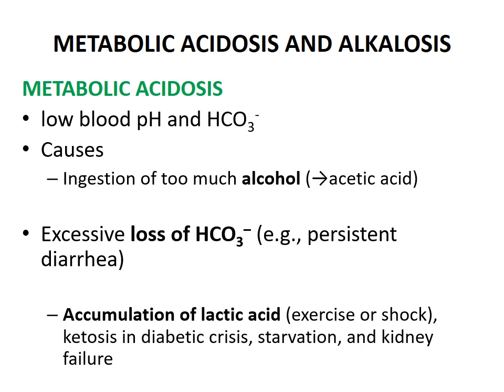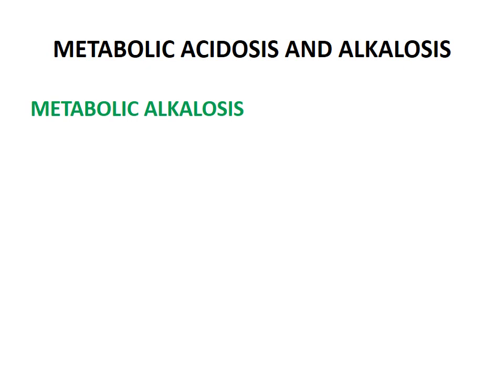Accumulation of lactic acid as a result of exercise. Too much exercise can lead to accumulation of lactic acid, or in the case of circulatory shocks, cardiovascular shocks. Ketosis, like in cases of diabetic crisis or starvation, and also one of the most common is kidney failure. When the patient has kidney failure, that will result in accumulation of acids, and then it will lead to metabolic acidosis.